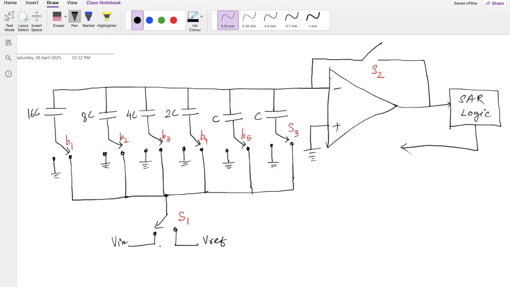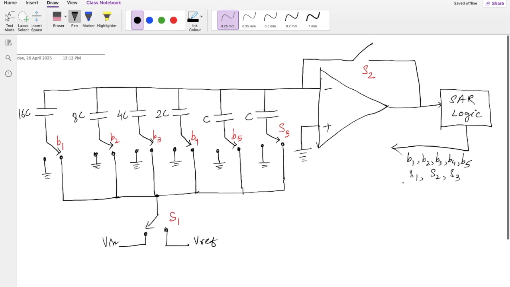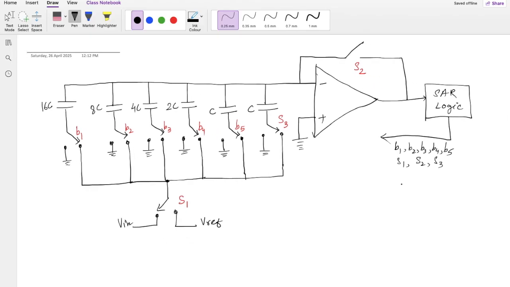Basically it will be controlling B1, B2, B3, B4, B5 and of course S1, S2, and S3. So now let's go to the different modes of operation. We'll go one by one through all the different modes of operation.